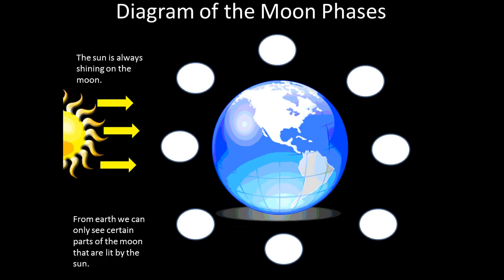Here's another diagram of the moon phases. You can see the sun is always shining on the moon because the sun is not moving. The earth and the moon move. And because of the movement of those two bodies, we see different phases of the moon.